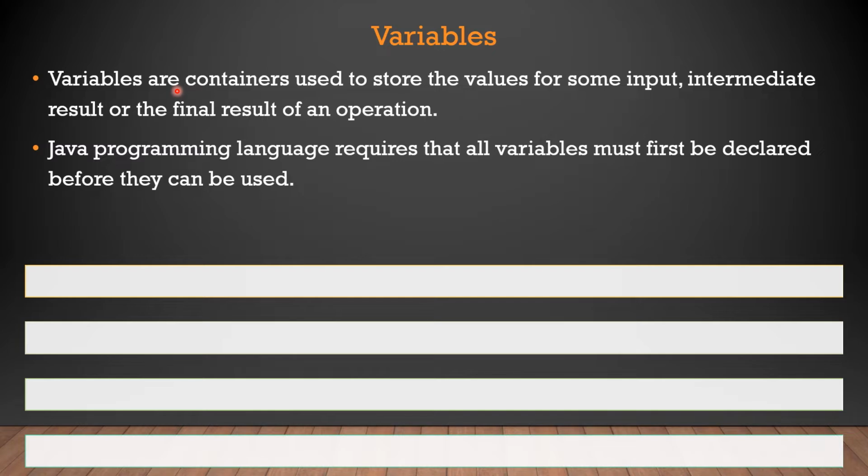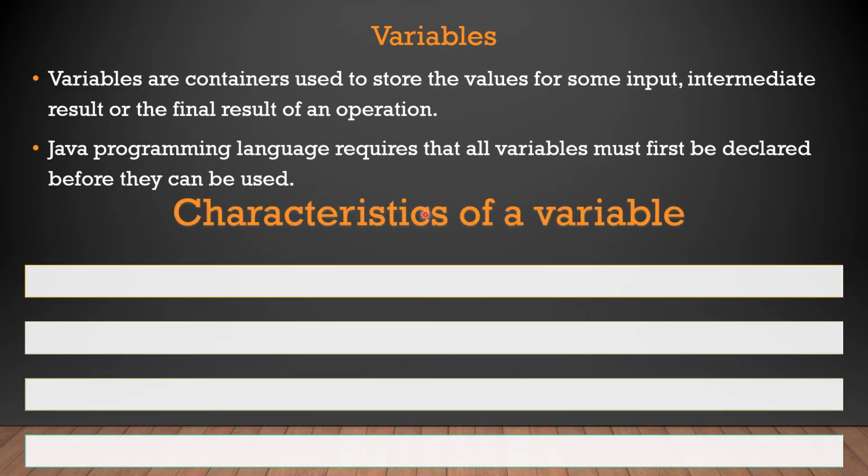We can store different types of values using variables. Java programming language requires that all variables must first be declared before they can be used. So first of all, it is a condition in Java programming language that if you are using any variable, firstly you have to declare it and then only you can use it. If you use any variable without declaration, then an error is shown.